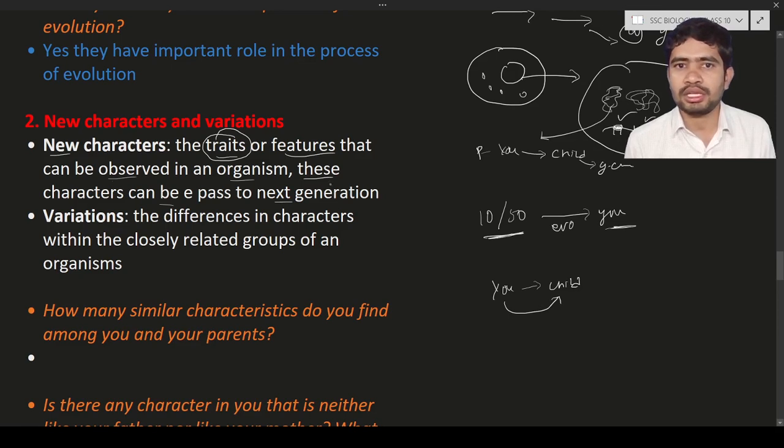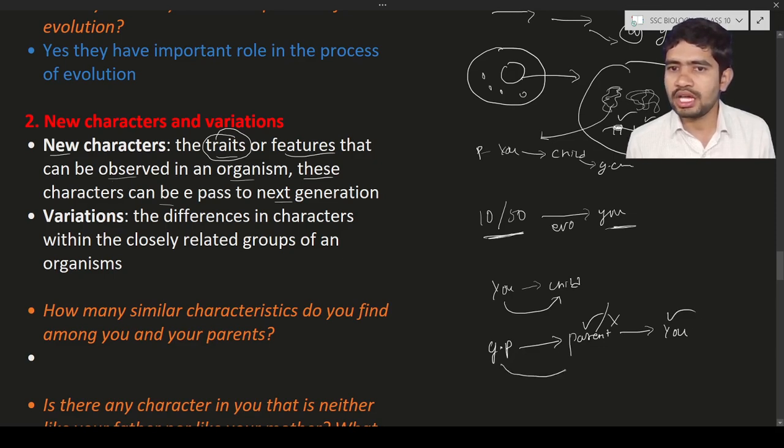Okay, so now let us consider your grandparent has the blue eyes. So this blue eyes or the blue retina may be passed to your parents. These blue eyes genes will be passed to your parents and from parents to you. See here, the blue eyes may be expressed in your father or may not be expressed in your father, but it may express in you. Okay, why?